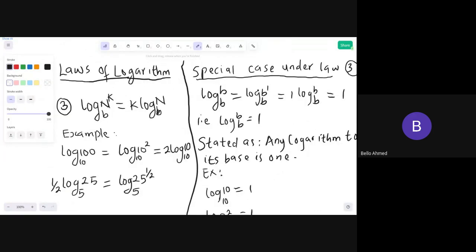Now, law number three: the logarithm of n raised to the power of k to base b is the same thing as this power, k, being brought to the front, and then you rewrite the logarithm of n base b. Now, what do I mean? Look at this example.